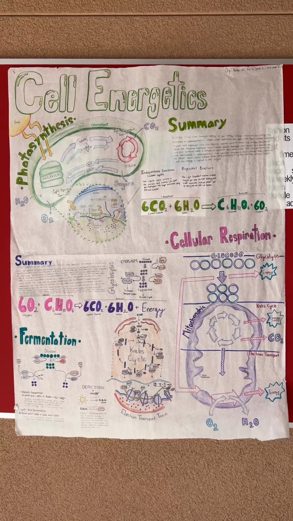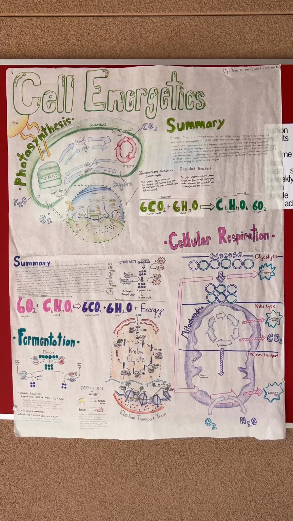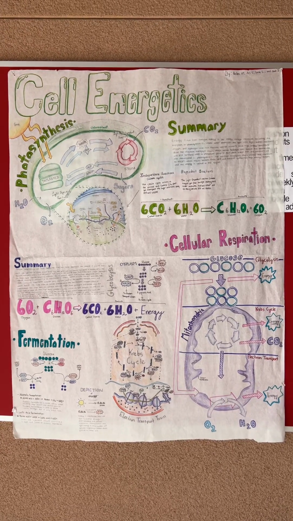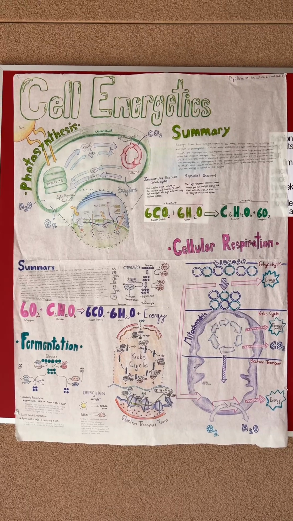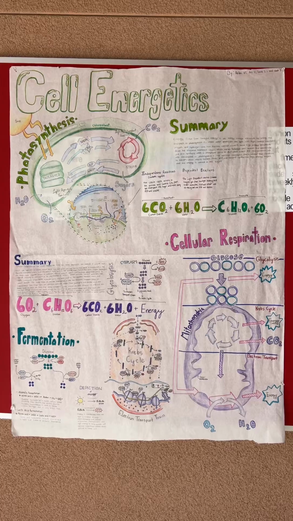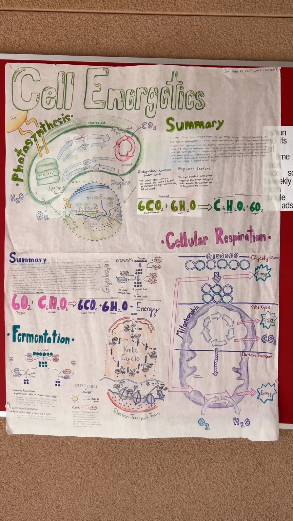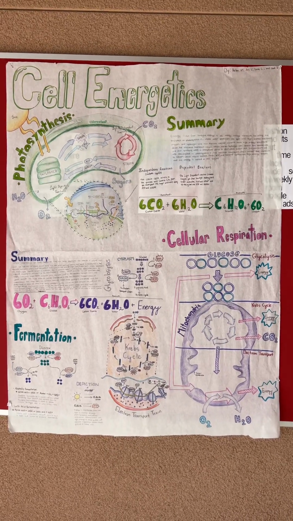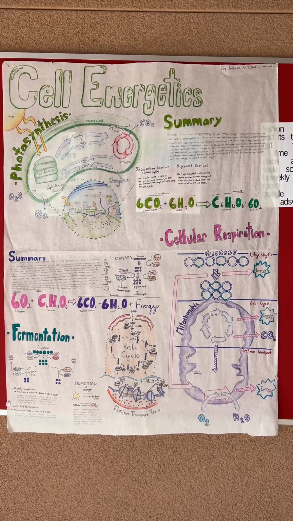The energy released from the electron pumps hydrogen ions from the matrix into the inner membrane space. The hydrogen ions form a proton gradient which powers ATP synthase. So the reactants that go into it are oxygen and glucose, and the products are carbon dioxide, water, and ATP energy. Now moving on to fermentation.